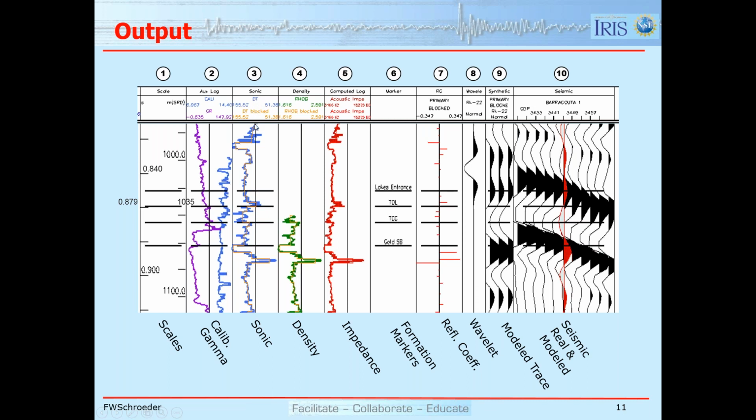It is in milliseconds per meter. So it's the inverse of velocity. The blue is the raw curve with the high frequency.